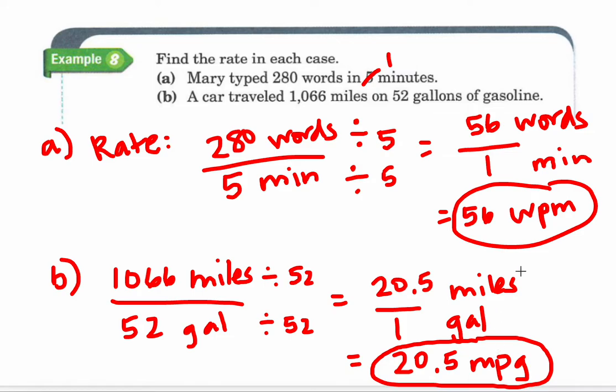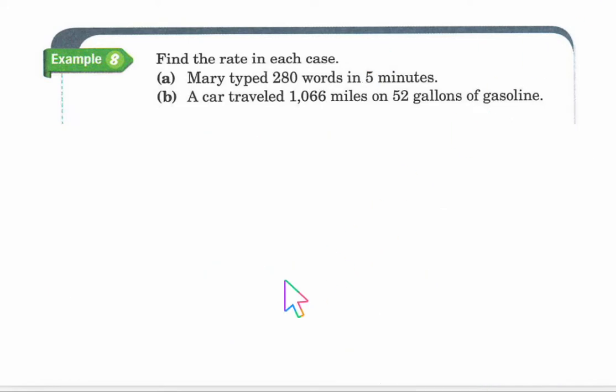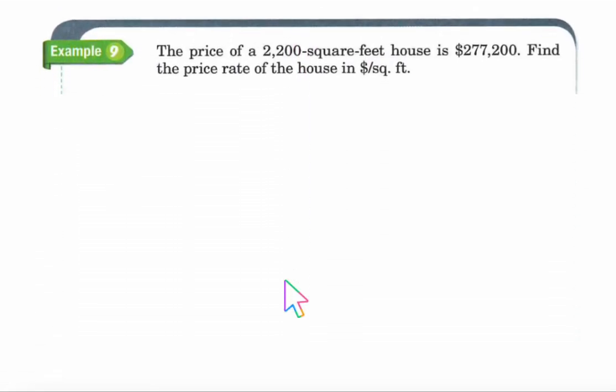Okay, so again, all we're doing is dividing. Let's go on to another example. The price of a 2,200 square feet house is $277,200. Find the price rate of the house in dollars per square foot. In this problem, they're telling you they want to find out the cost per square foot, so they're kind of telling you what to divide. Go ahead and pause the video and try it on your own first.